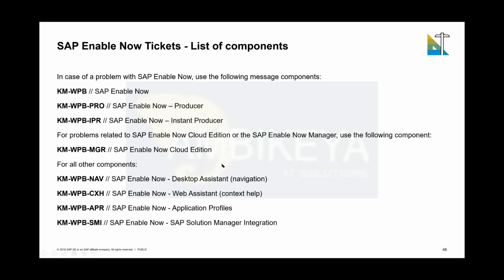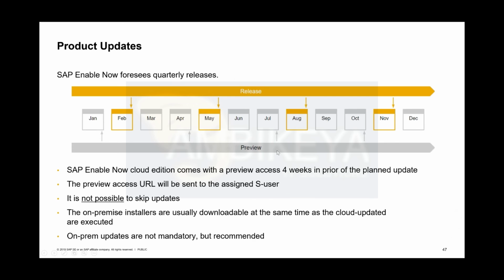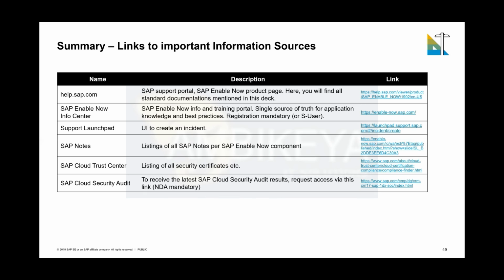The release cycle, the component listing again, the release cycles, and finally all the high-level information sources as a link list again. And this is just a perfect example of how the material that we are going to provide will look.